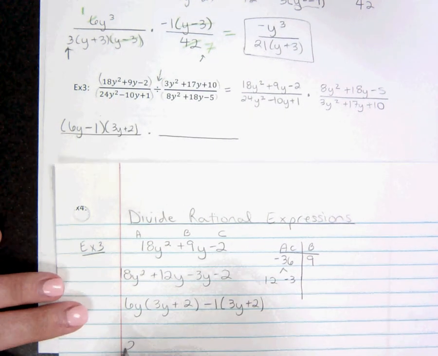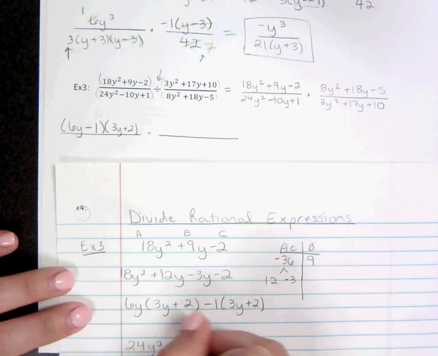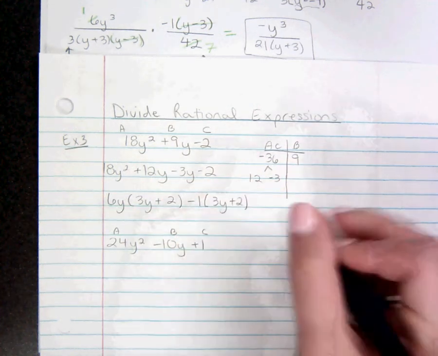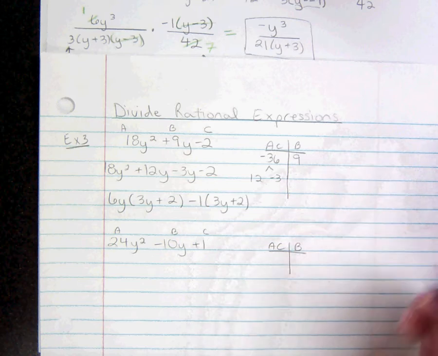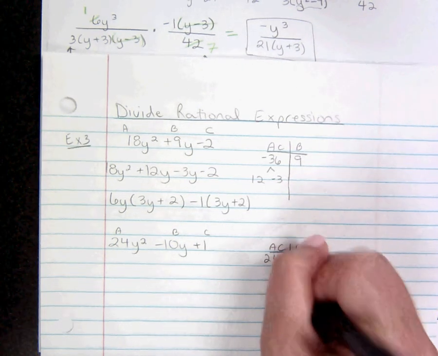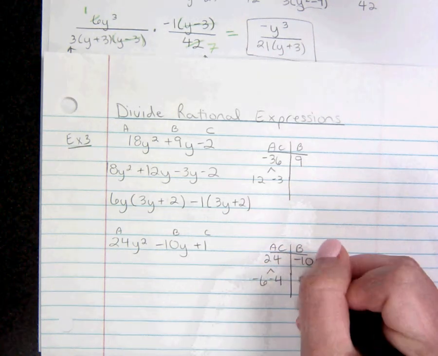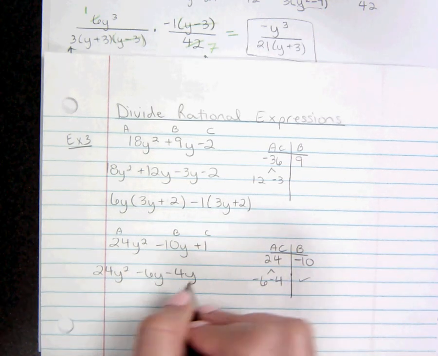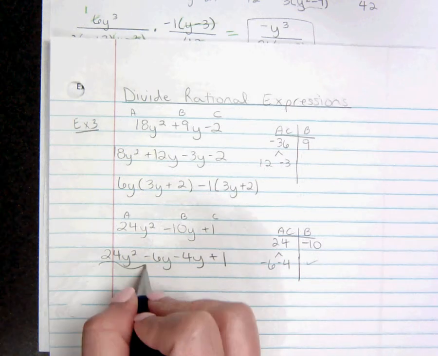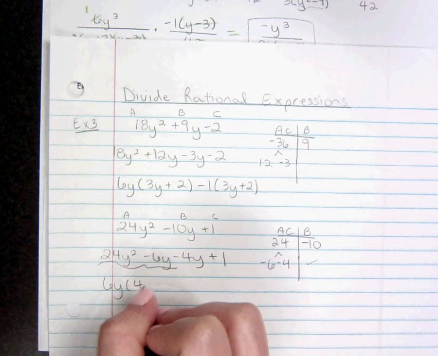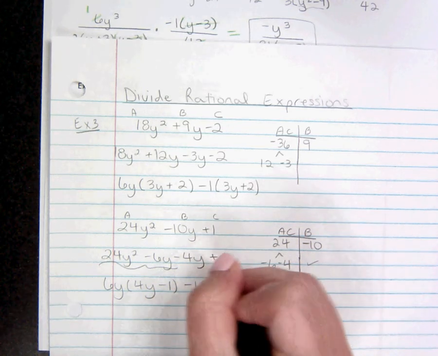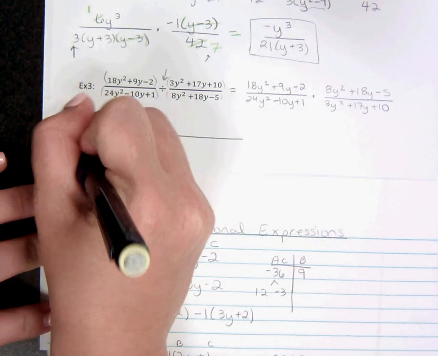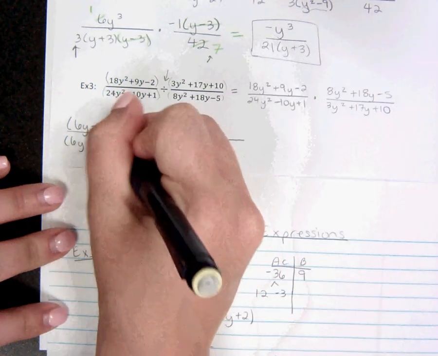Let's do the bottom of the first one, 24y squared minus 10y plus 1. Let's do our AC method, or whatever technique you prefer is fine. It's 24, negative 10. That would be negative 6 and negative 4. So we have 24y squared minus 6y minus 4y plus 1. Then we'll do our grouping. Take out a 6y. That gives 4y minus 1. I'm going to take out a negative 1. That's going to change those signs. So the bottom of the first one factors into 6y minus 1 over 4y minus 1.